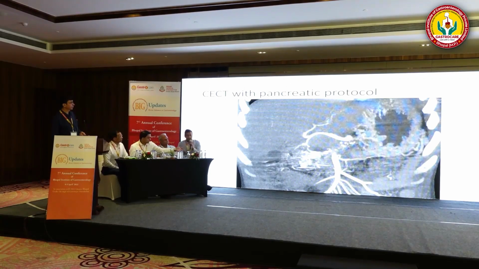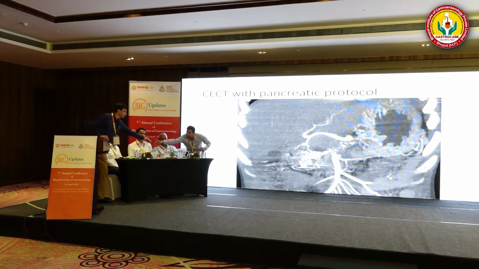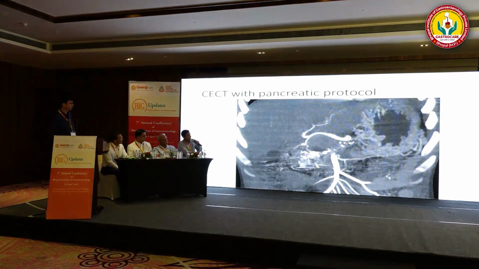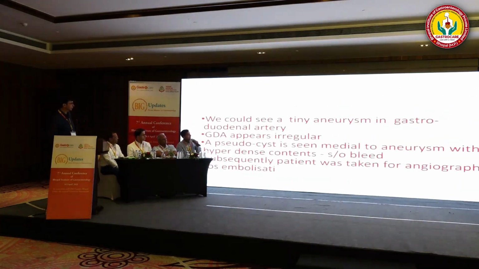This is basically the reconstructed image of the CT angio. Here we can see the celiac trunk and this is the gastroduodenal artery. You can see a small nipple in the gastroduodenal artery. This is not a normal feature, and you can see the pseudocyst here. From this CT angio, we suspected this must be a pseudoaneurysm with a bleed into it, and somehow this pseudoaneurysm is connected to the minor papilla. That is how this patient was having bleeding from the minor papilla.